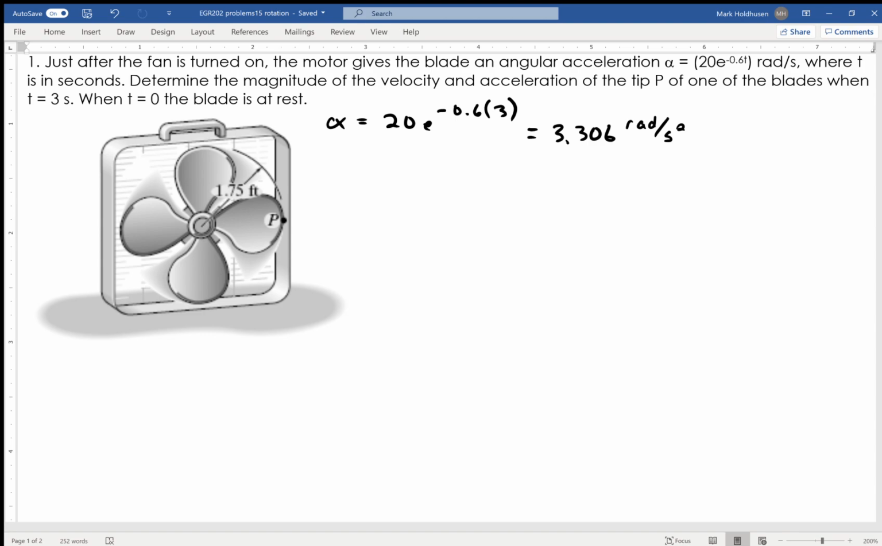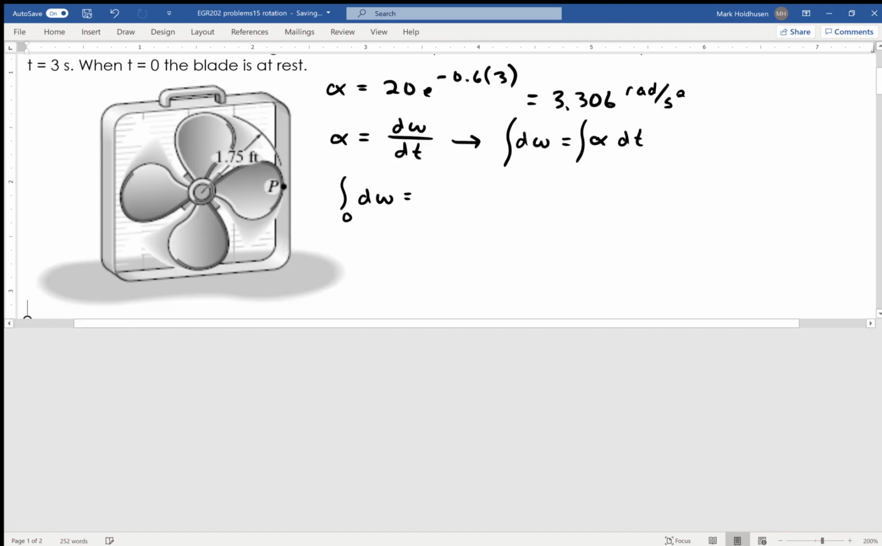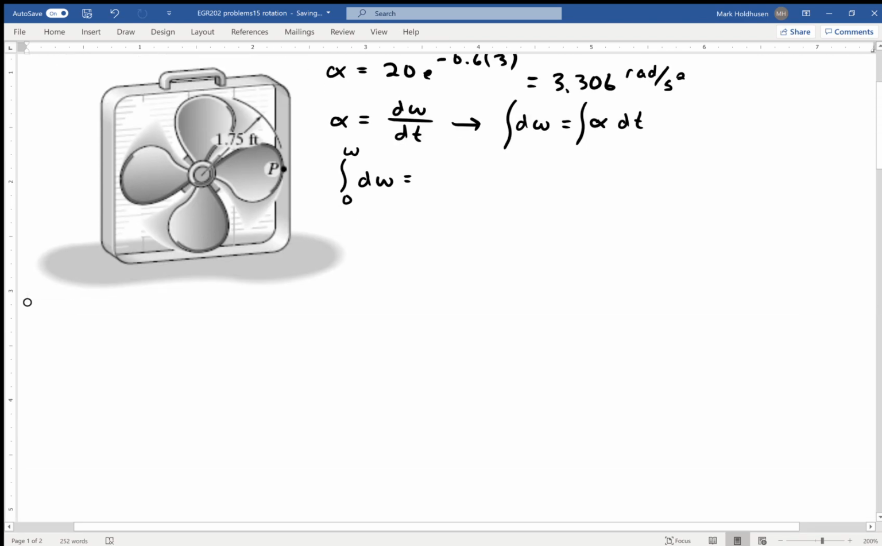Now we need to find the angular velocity. So what we'll use is that the angular acceleration is the time derivative of the angular velocity, right? Rearranging this, I find that d omega equals alpha dt, which I can then integrate because I know alpha as a function of t. So plugging that in, I get my integral of d omega, starting from rest and going up to omega, and that equals the integral of alpha from 0 to some t, and again that's 20 times e to the negative 0.6 t, right?